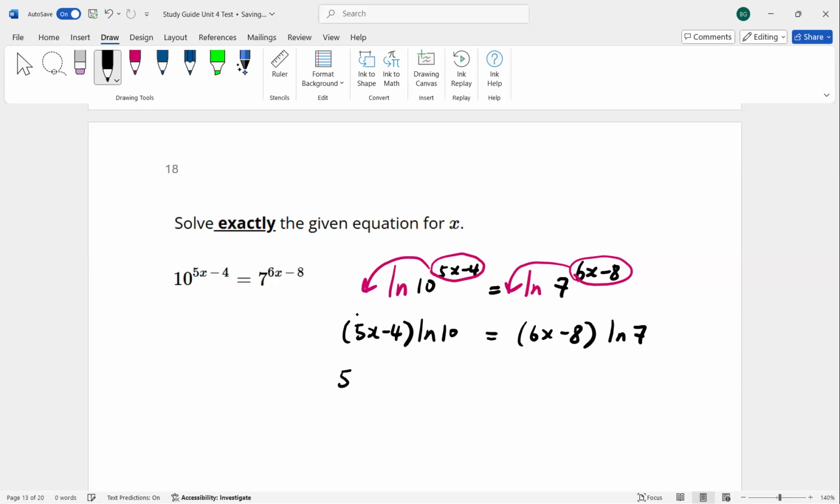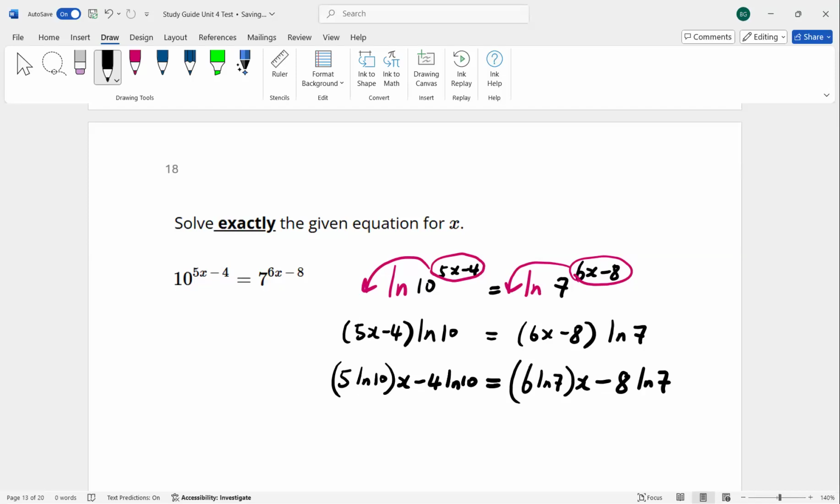We have 5x times ln 10, which is 5 ln 10 times x, and minus 4 ln 10. I hope you see it. It's the distributive property. 5x times ln 10 is 5 times ln 10 times x. Minus 4 times ln 10 is minus 4 ln 10. On the right side, 6x times ln 7 is 6 ln 7 times x, and minus 8 ln 7. As you can see, we have 4 terms in the equation. Two of them have x, the other two do not.